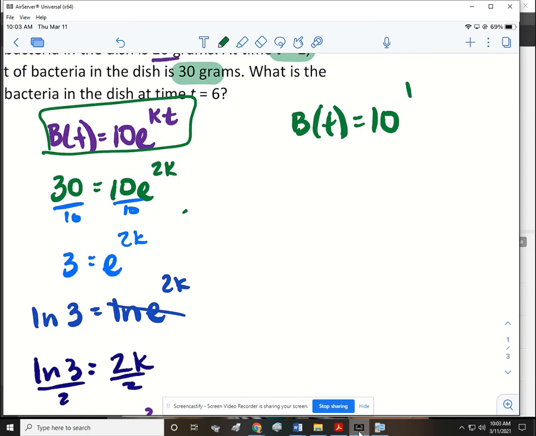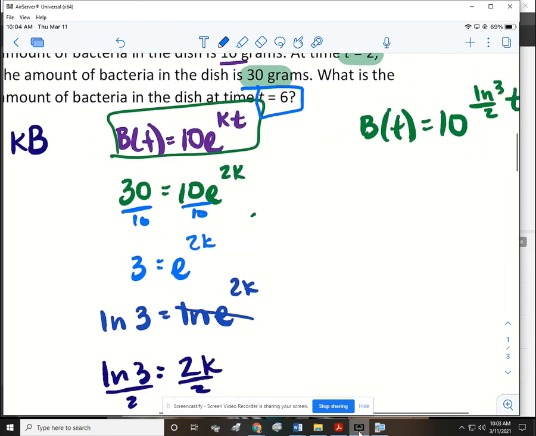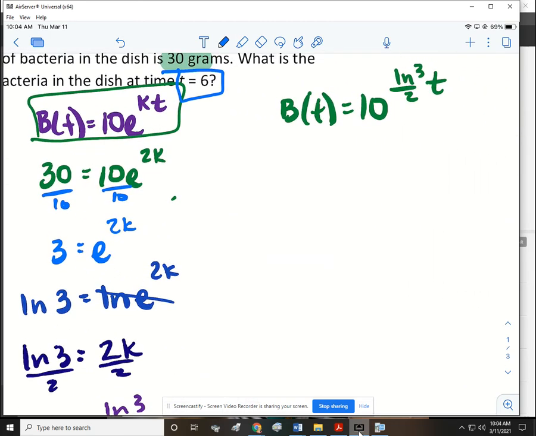So it was the natural log of 3 over 2, and then we would multiply that by whatever t is. Okay, so to finally answer this question, we want to find the amount of bacteria in the dish at time t equals 6. So we're going to find B of 6.